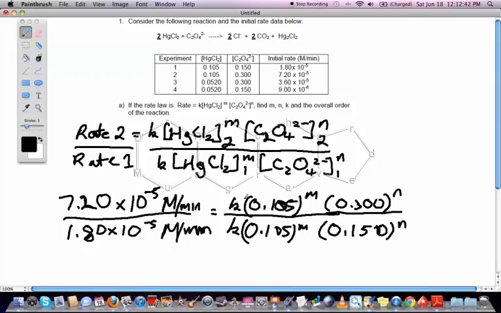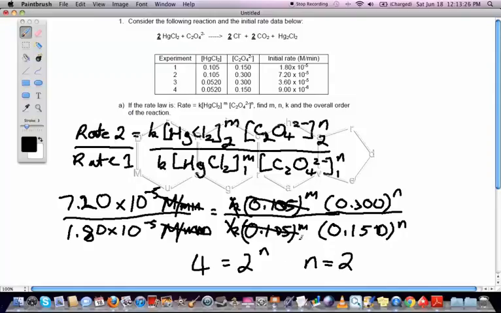So what you can see here is that the K's will cancel, these units here will cancel, and this will cancel as well, the 0.105 to the M and the 0.105 to the N. So what we'll be left with down here is, if we do the math, 4 equals 2 to the power of N. That's 0.300 divided by 0.150. So you can see here that we need a value of N that will allow us 2 to the power of what gives 4, and that value would be 2. So our value for N is going to be 2 in this instance.